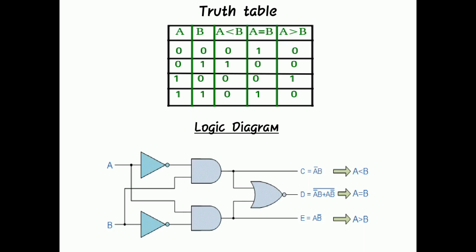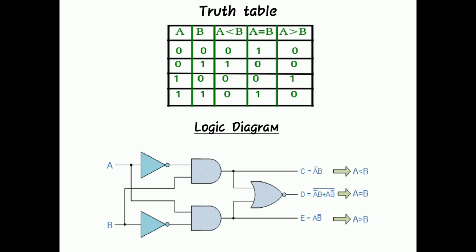Compare 1 bit of A with 1 bit of B. If both are equal, put A equal to B as 1. If A is greater than B, put A greater than B as 1. If A is less than B, put 1 under A is less than B. Just compare it. Once you have come to know the truth table, go with the K-map for A less than B, A equal to B, A greater than B. Then we'll get a result like this.